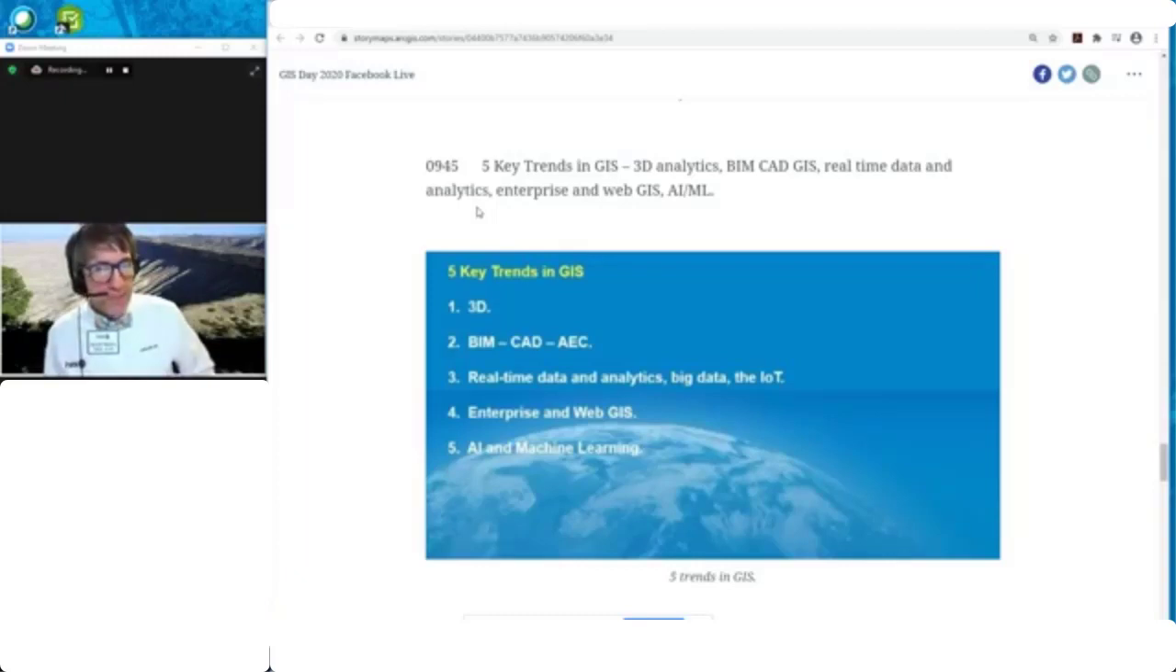BIM, Building Information Management, CAD, Computer-Aided Drafting, and AEC, the Architecture, Engineering, and Construction communities. The lines are blurring between GIS, which has always been good at mapping exterior spaces, and the BIM, CAD, AEC community, which has always been good at mapping interior spaces. They're starting to talk to each other, and we're starting to have tools like ArcGIS Urban and CityEngine and some others that help people understand the whole environment, the interior and the exterior.